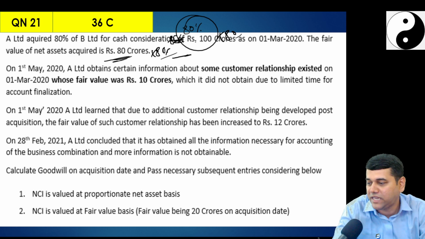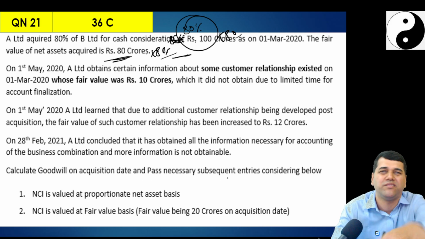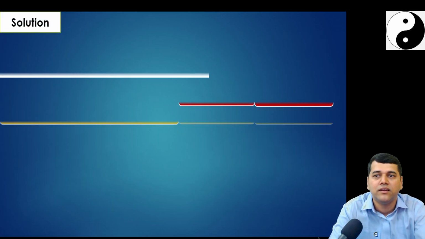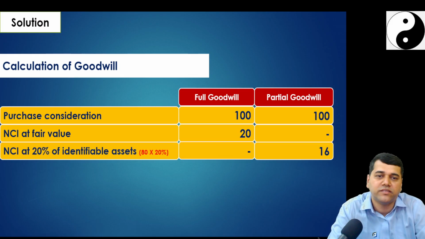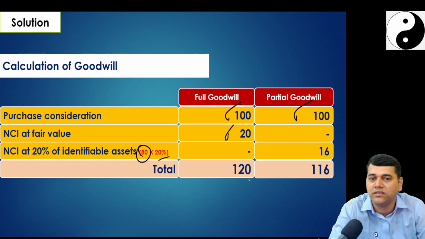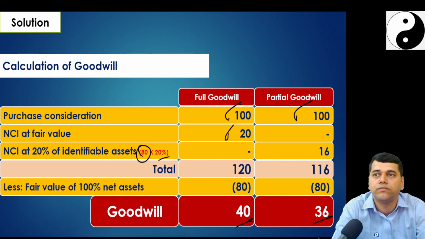So students, can you calculate the goodwill and pass the entries? Okay, anyhow, we can do this. No, you can practice it later. We'll just check it. So my goodwill will be: purchase consideration is 100 in both cases. NCI will be 20 if you follow fair value, otherwise 80 into 20%, 16. And your fair value of the net assets is 80. So 40, 36 is your goodwill.